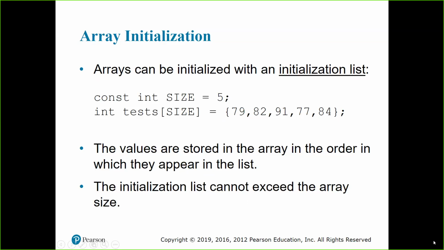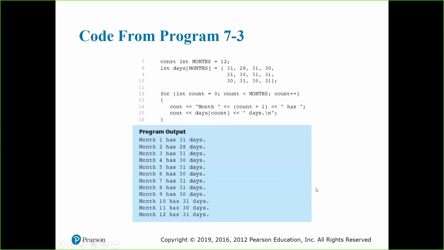And the initialization list cannot exceed the size of the array. For example, here the size is 5, so the values must be 5: 1, 2, 3, 4, 5. If it is more than this, you will get an error. If it is less than this, then the provided values will be used and the extra ones will get the default value. The default value is 0 if the array is global. If the array is local, then it will be a random number.